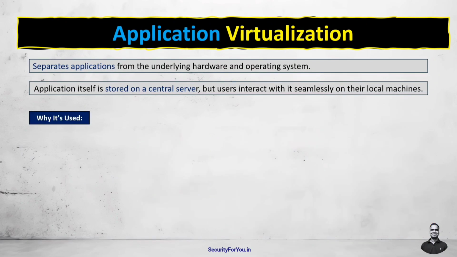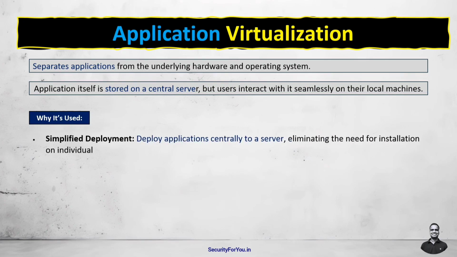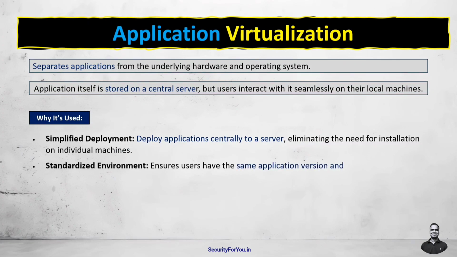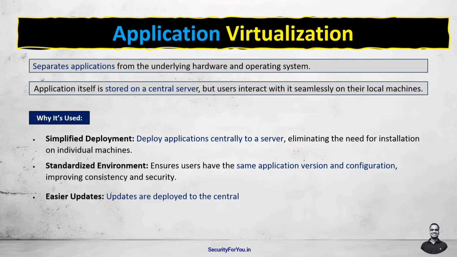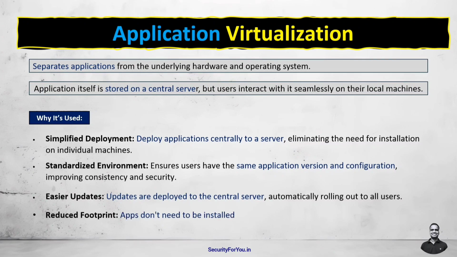Why application virtualization is used? To deploy applications centrally to a server, eliminating the need for installation on individual machines. It ensures users have the same application version and configuration, improving consistency and security. And easier updates are deployed to the central server, automatically rolling out to all users. And these applications don't need to be installed locally, freeing up disk space on user machines.